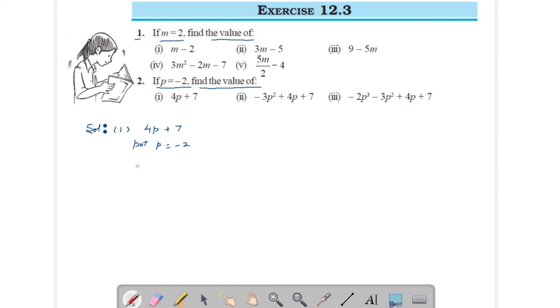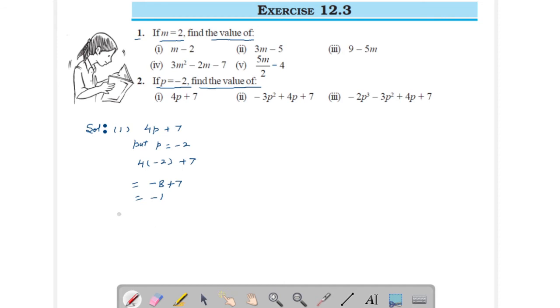Replace p by minus 2. You will get 4 into minus 2 plus 7. Solve this. 4 into minus 2, it is minus 8 plus 7. Minus 8 plus 7, it is minus 1. This is your answer.